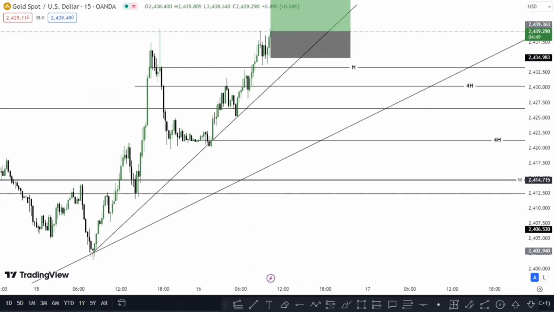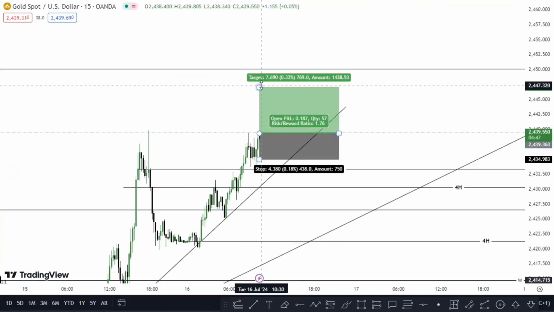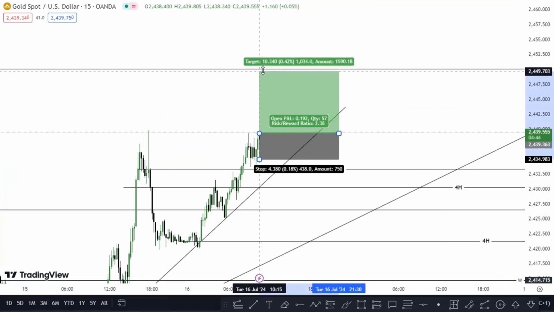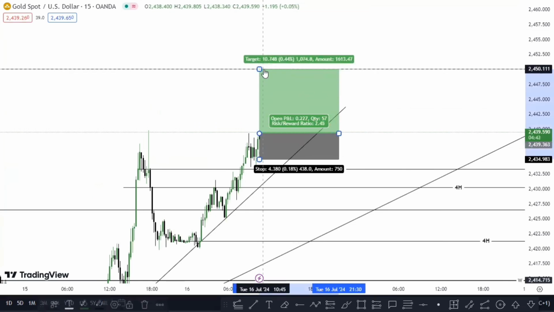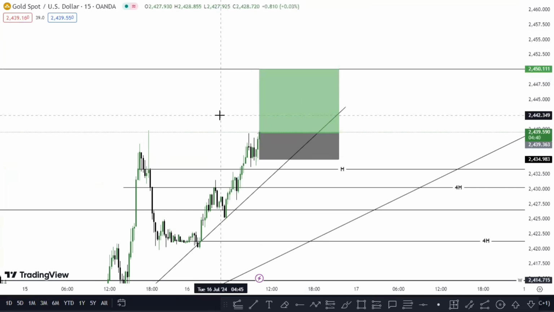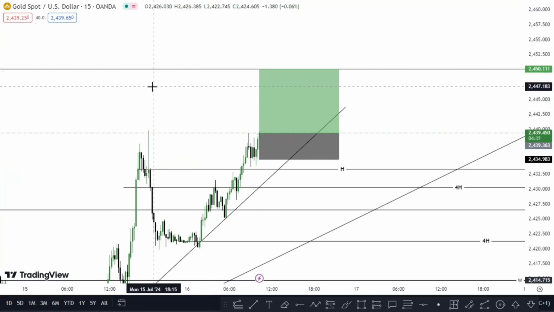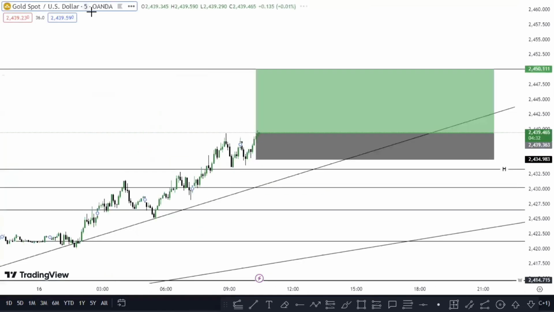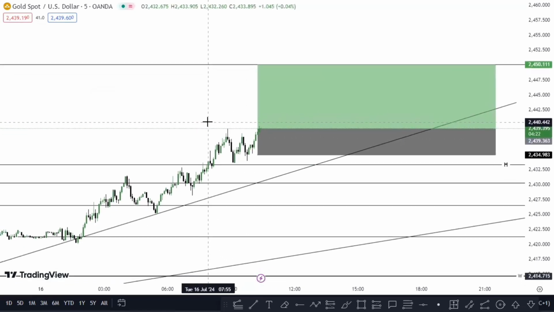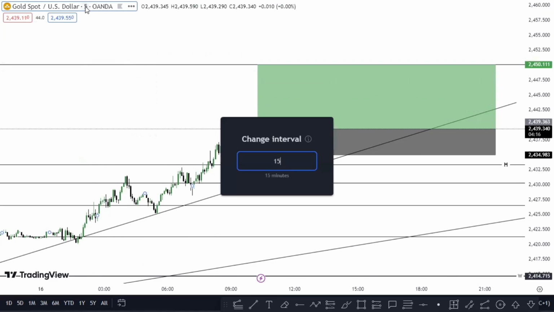To know if it is worth it, we have to consider the targets. If it's up to 1:2, I might consider taking it. It's up to 1:2, actually, guys. Another thing, let me check the 5 minutes. What's the 5 minutes saying? This is what the 5 minutes is saying: you had the level, price taking it out. So I think I'll be hopping on this buy on the 15 minutes.